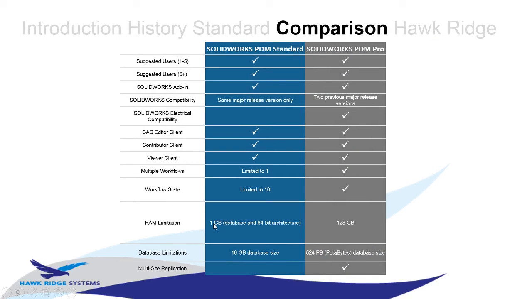The RAM limitation is what I was talking about earlier, the 1 GB of RAM limit on your PDM Standard because of SQL Express, whereas PDM Pro uses a full-blown Microsoft SQL Server, which allows 128 GB of RAM to use. The database limitation itself is 10 GB of database size. Now that's the SQL Server database itself, so that limitation is not as much of a worry as the RAM limitation itself. Again, we discussed multi-site replication and how that's limited.